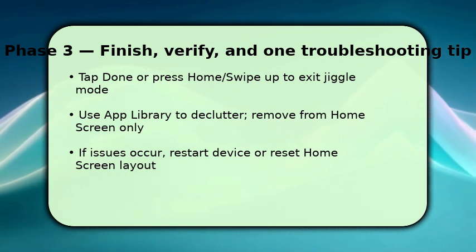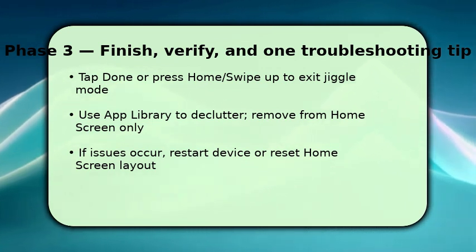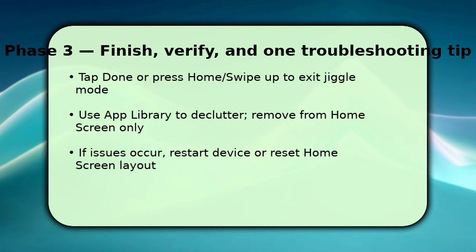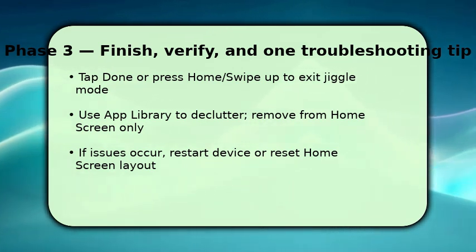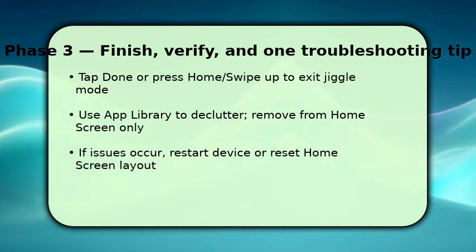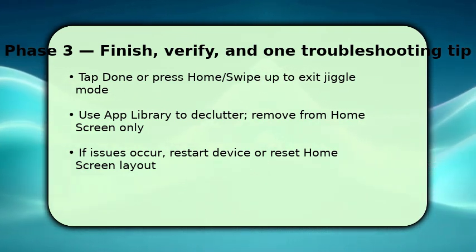If icons disappear or layouts refuse to save, restart your iPhone first. If that doesn't help, go to Settings, General, Reset Home Screen Layout to restore defaults. This resets positions but keeps apps, so use it as a last step.